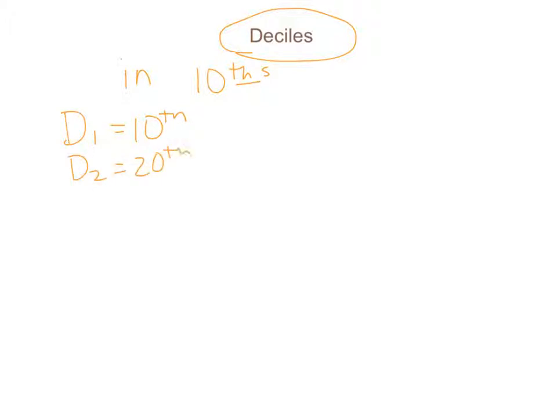Okay, our next topic is deciles. And you guessed it, decade, deciles. They are breaking your group into 10 parts, into tenths. So this would be finding decile 1, which is the 10th percent, and decile 2 is the 20th percent, and 3 is the 30th percent, and 4 is the 40th percent, all the way up to the 90th percentile.